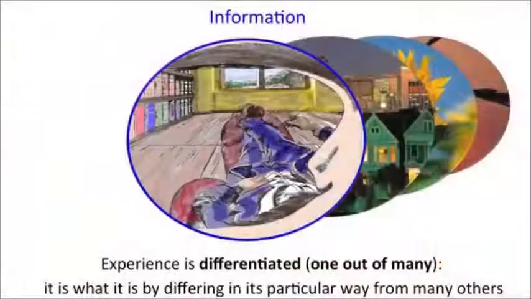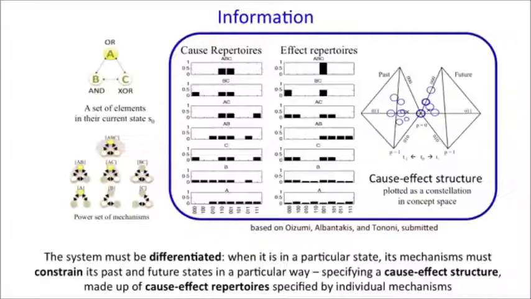Here is information. Remember, it's one out of many. It's that particular one done in that particular way. And here, as I showed you the other day, is a brief introduction to the notion that if you have an isolated system, in this case made of three elements in a state, for instance, the OR gate here is on and the other two gates are off, but think of them as neurons that fire or don't, at least I think of them that way.